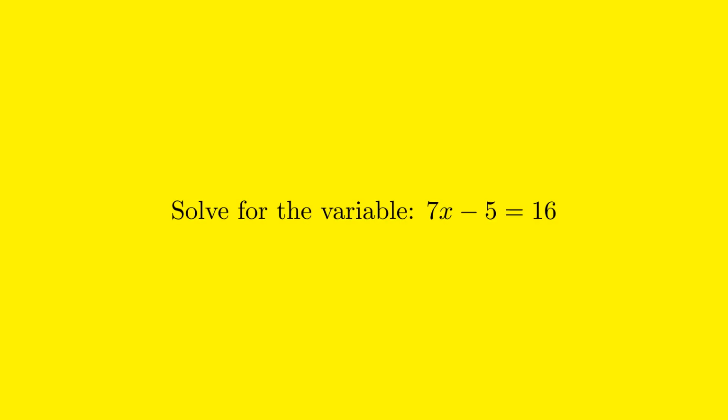Hello and welcome to our instructional video on how to solve for the variable in the equation 7 times x minus 5 equals 16. In this video, we will walk you through the step-by-step process of isolating the variable x and determining its value. So grab a pen and paper and let's get started.